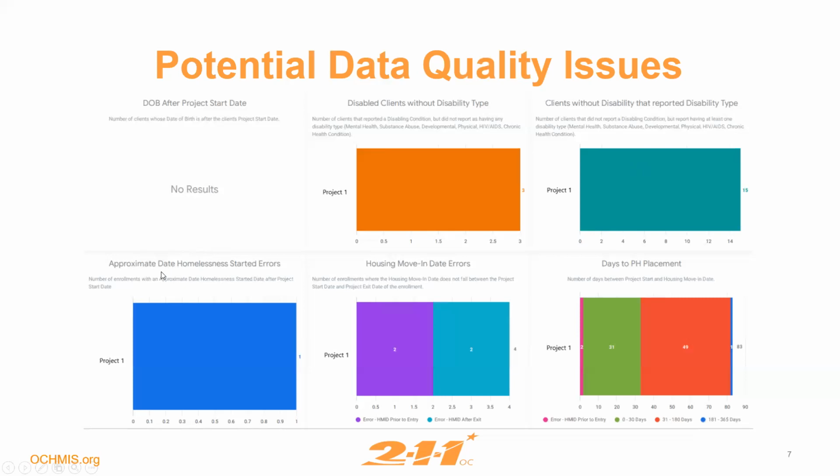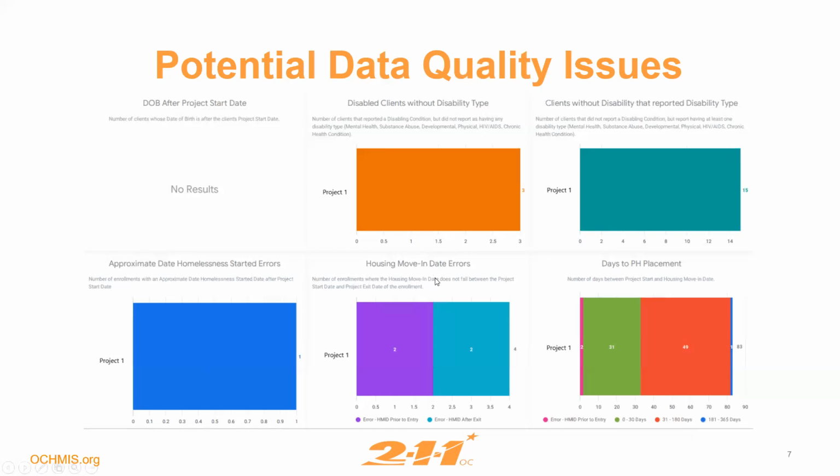Beneath that, we have approximate date homelessness started errors. So the approximate date homelessness started field should be the date the client's current episode of homelessness began. And so that should be either prior to the project start date or potentially on the project start date if that's the day they became homeless, but it should not be after the project start date. So this is reflecting clients where their homeless start date was after project start.